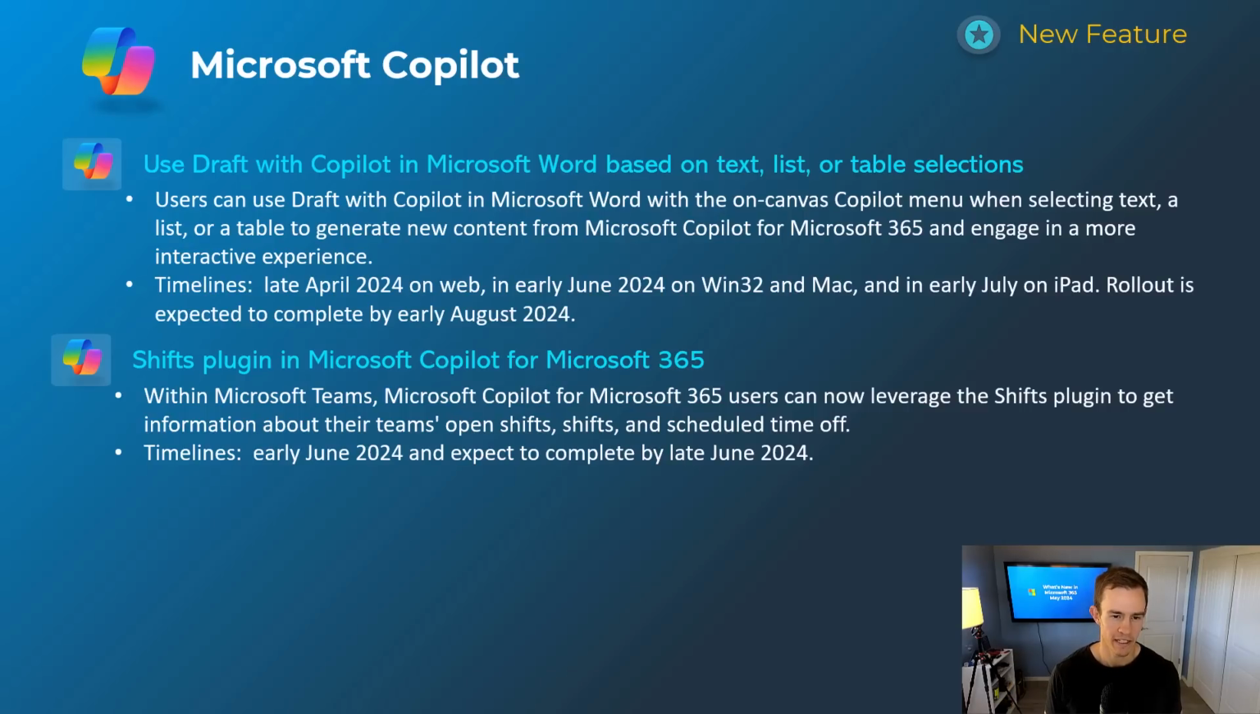The other one here is in Teams. This is the Shifts application if you use that for a plugin, and this is incorporating Microsoft Copilot to Shifts. I think this would be really powerful. You have to see it work, but if you use Shifts, you can get this information about the Teams open shifts that you may be part of, or schedule time off. So it's just another cool application use case if you are leveraging that within the Microsoft ecosystem. This will happen early June and be complete by late June.